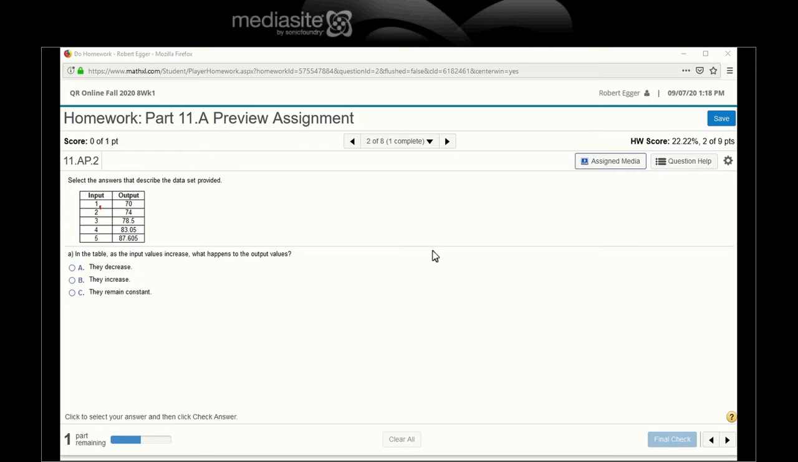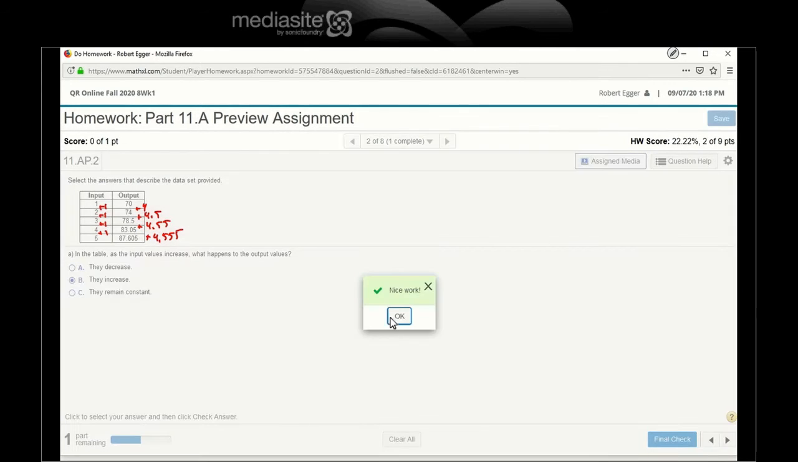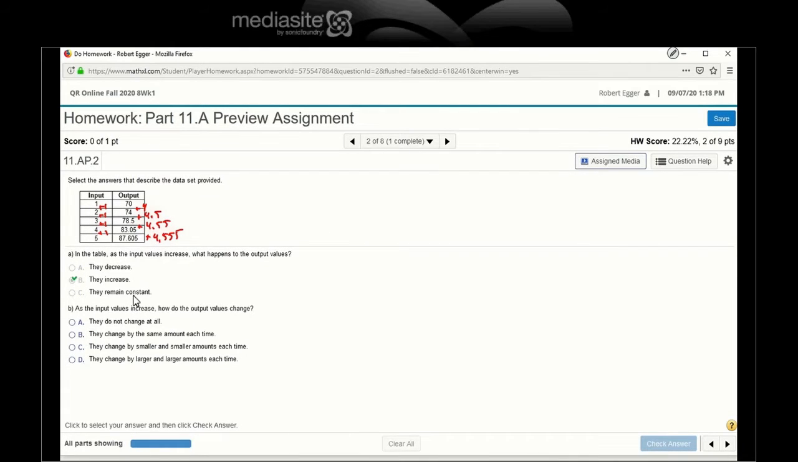Okay, let's see again. Plus 1. Plus 4, 4.5, 4.55, and 4.555. So again, in the table, as the input increases, what's the output doing? Well, the output, 70, 74, is constantly getting bigger. It's increasing. But how is the increase? Is it increasing by the same amount? Is it increasing by a lesser amount? Increasing by more? Not changing at all?